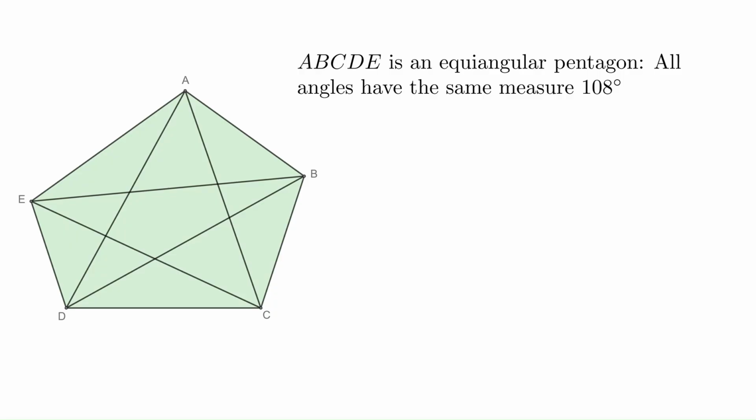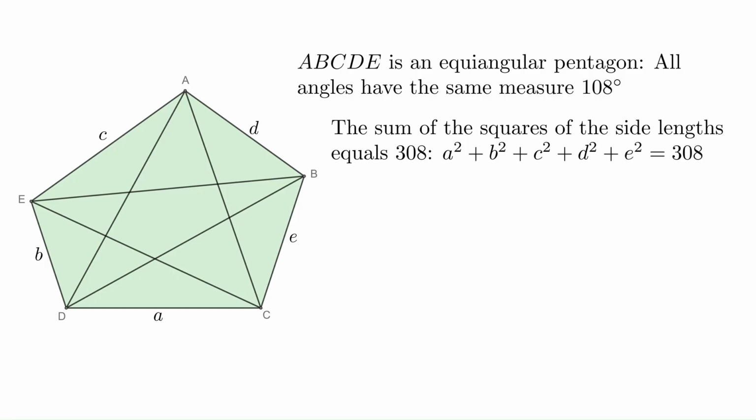Let ABCDE be an equiangular pentagon. All five angles have the same measure of 180 degrees. The sum of the squares of five sides equals 308. The five sides are A, B, C, D, and E.